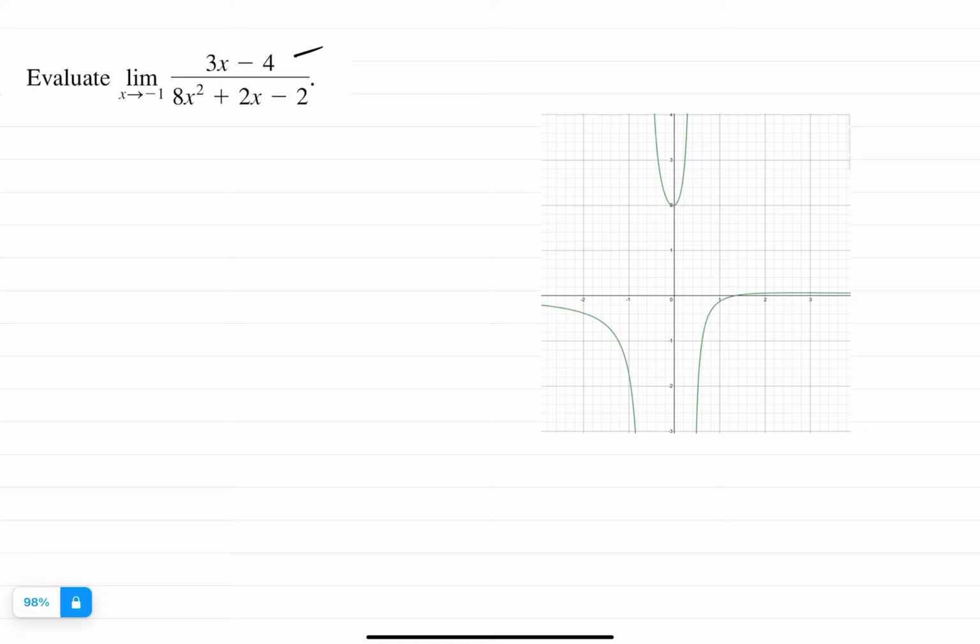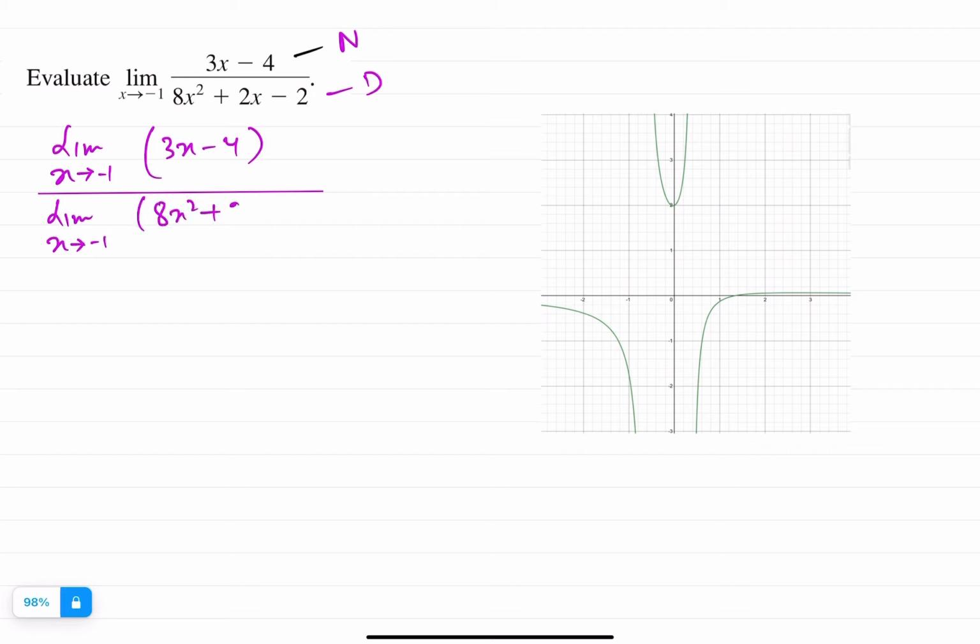What we can do is take the limit of the numerator and that of the denominator. Limit as x approaches negative 1 of 3x minus 4, divided by the limit as x approaches negative 1 of 8x squared plus 2x minus 2. We have simply used the division rule. For the numerator, we can take the limit individually. It is in the form a minus b, that is, difference form.